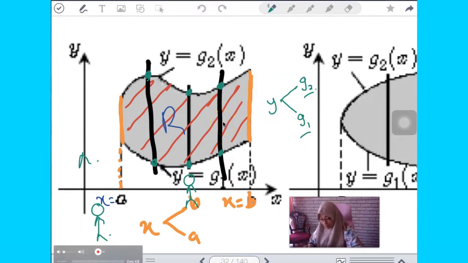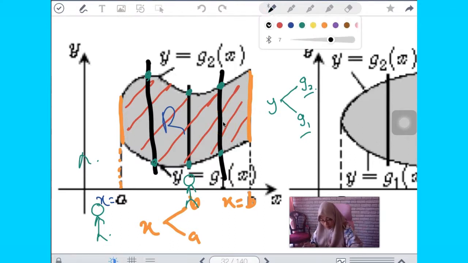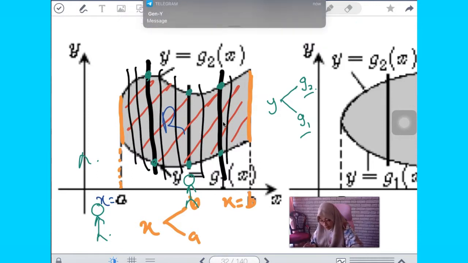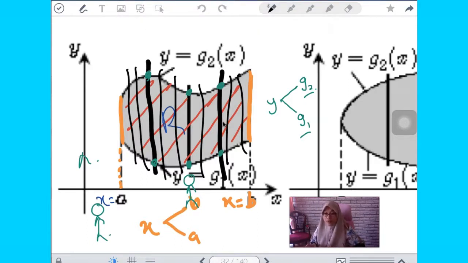So you can see that all over the region, let's say I sketch very many lines on the region, all the lower bounds are the same. You have this point, and this point, and all these points belong to g1. And the highest value of y for this specific line also has this maximum value.